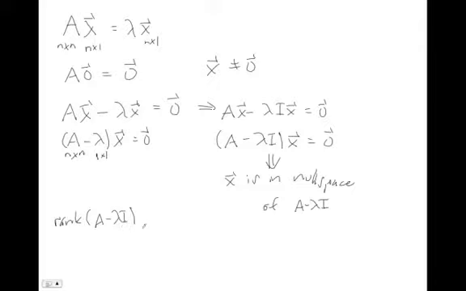lambda I. And if we find the rank, we know that the rank of this plus the nullity, which remember is the dimension of the null space, have to equal the number of columns. So they have to equal n. So if we look at this matrix A minus lambda I, subtract its rank from the number of columns, we'll get the nullity, and we can see the dimension of the null space.